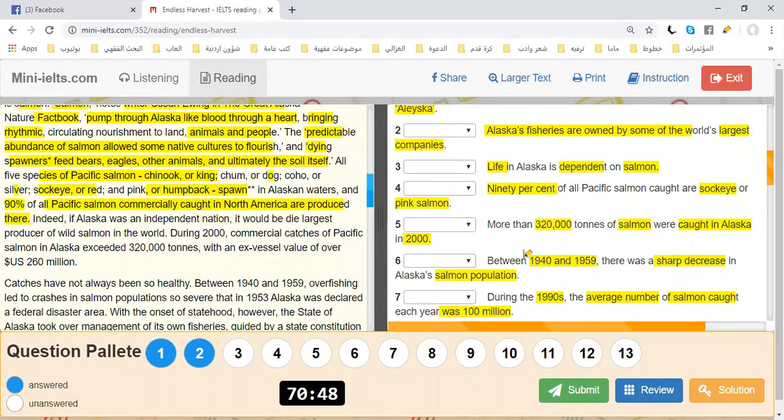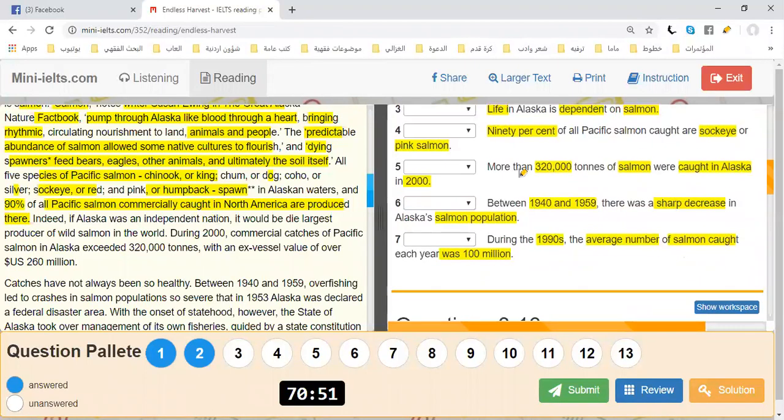Okay, so let's continue to point number 5. More than 320,000 tons of salmon were caught in Alaska in 2000. So I have a number, tons, and I have a year, and this makes it much easier for me to find these two key numbers in the passage. Indeed. So let's continue.